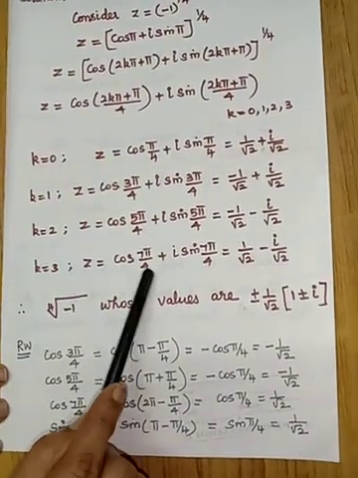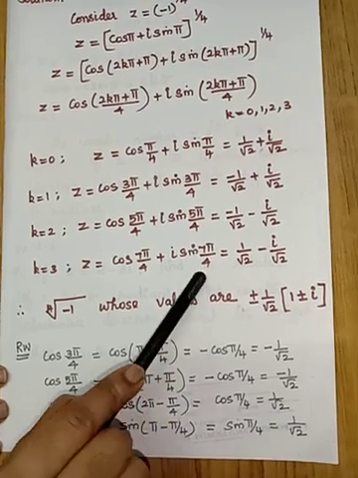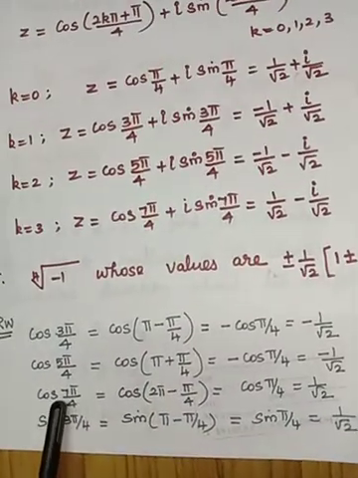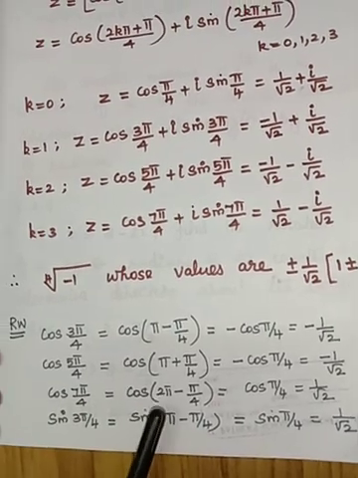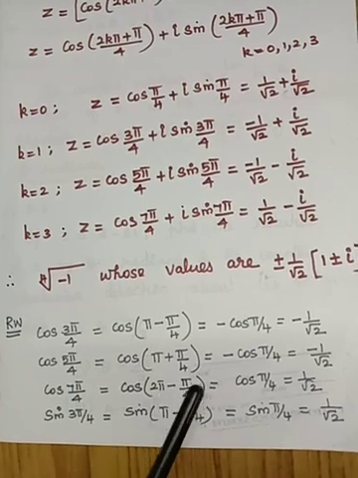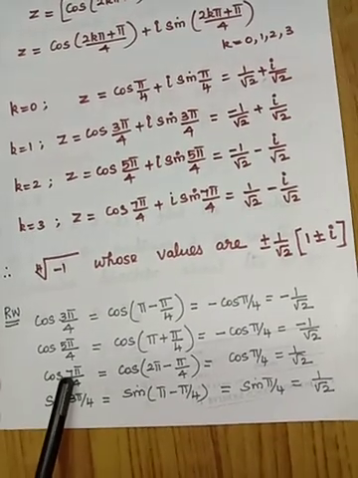That is 7 pi by 4 plus i sin 7 pi by 4. 7 pi by 4 is nothing but 315 degrees. Okay, so how have I written it? It is 2 pi. 2 pi is what? 360 degrees. 360 degrees minus 45 degrees is equal to 315 degrees.